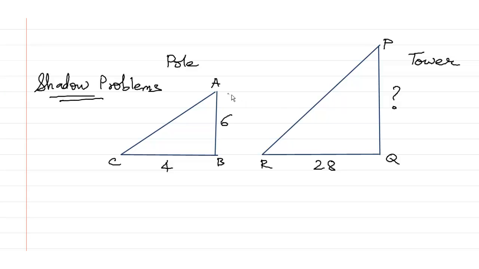For example, let's say there is a pole AB standing perpendicular on the ground. It has a shadow of 4 meters, let's say. And there is a tower, that's PQ, which is also perpendicular to the ground, and it has a shadow of 28 meters at the same time of the day. So you're asked to find the height of the tower.